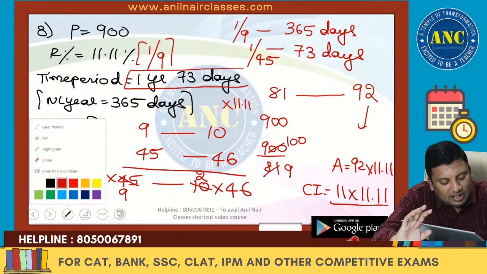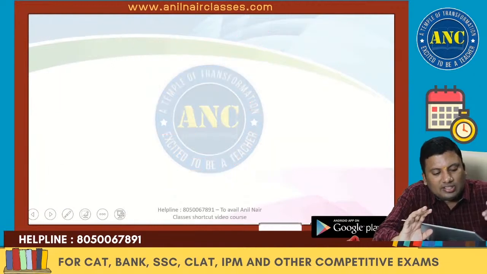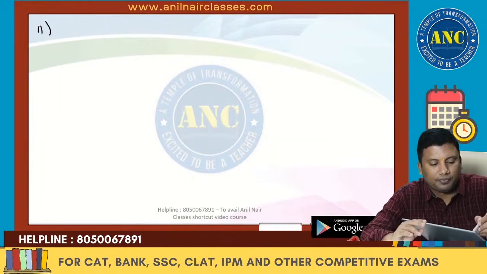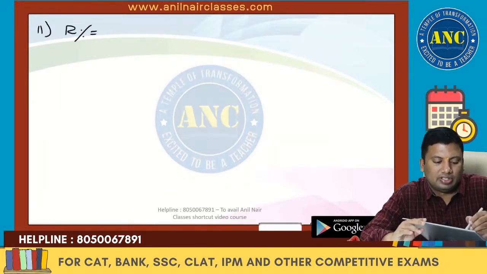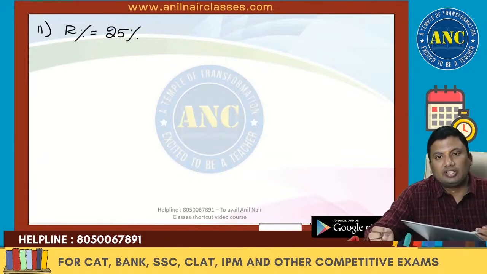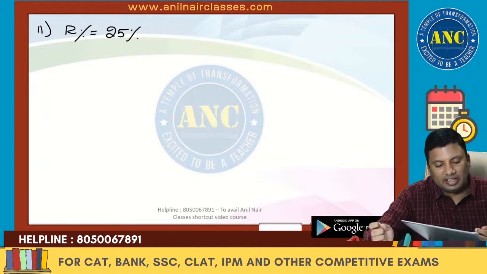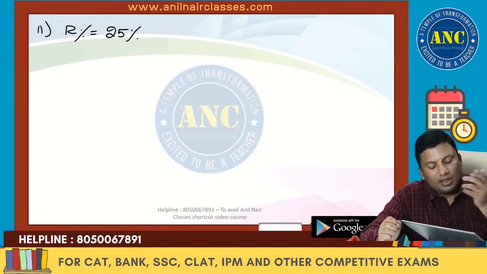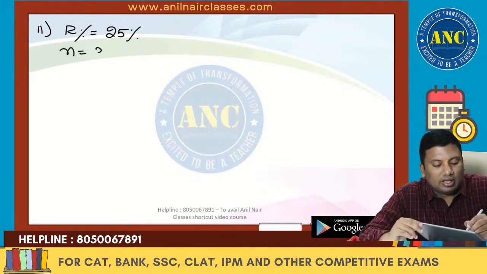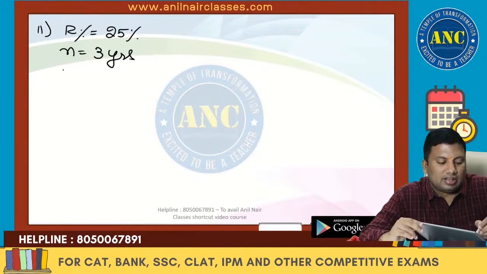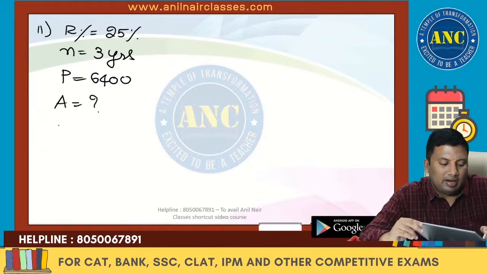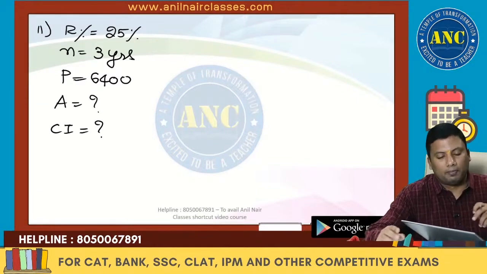9th question, please write down. Still we are in 2 years. After this we will take 3 years. R percentage is 25 percentage. N is nothing but 3 years. Principal is 6,400. Find the amount and the compound interest.